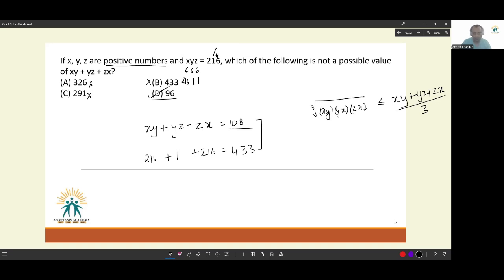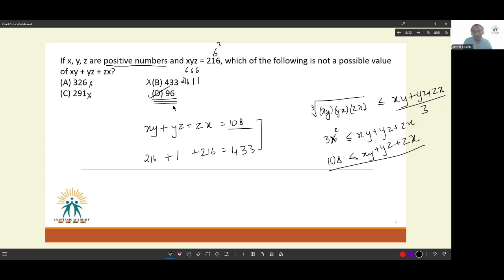216 itself was 6 cube. So I can break it down as 6 raised to the power 6 divided by 3, or 6 square. So xy plus yz plus zx has to be greater than or equal to 3 into 6 square, or 108. So all potential values of xy, yz and zx have to be greater than 108. That will enable us to reach the answer.